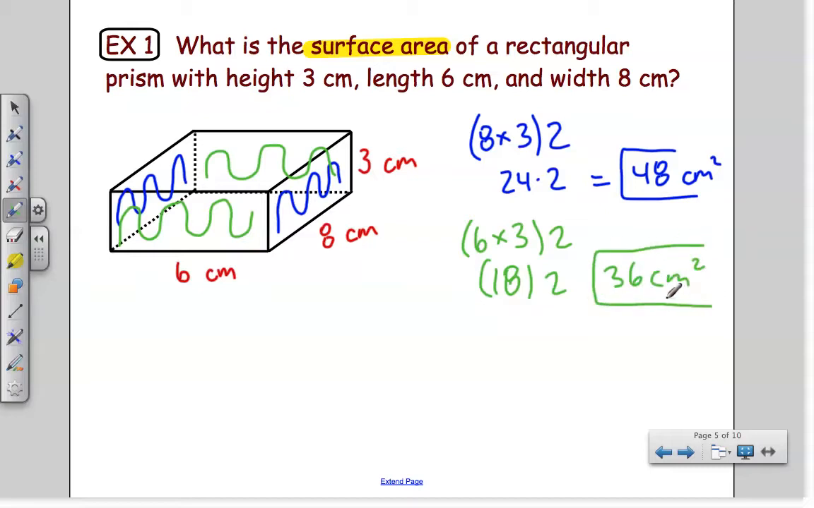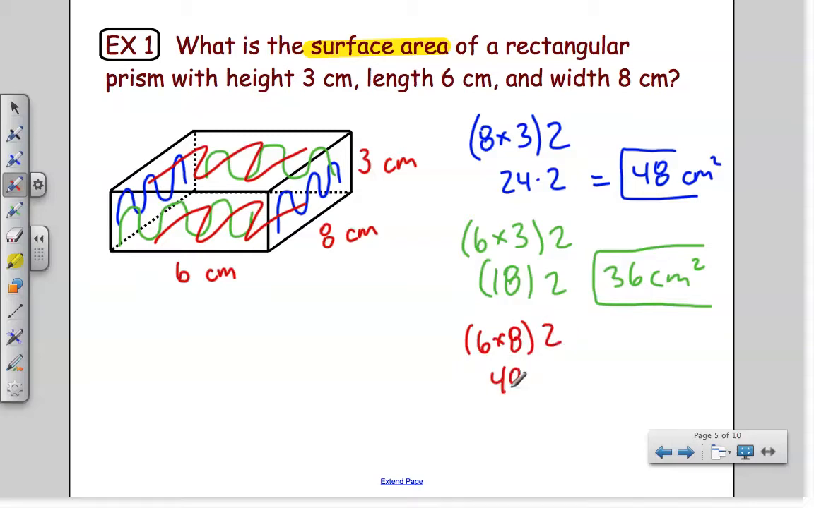So now I've done the surface area of 4 of those faces, but I've also got the top and bottom here, which will have the same area. Now the dimensions of these bottom and top rectangles are 6 by 8. And again, I have 2 of those. So 48 times 2 would be 96 centimeters squared.